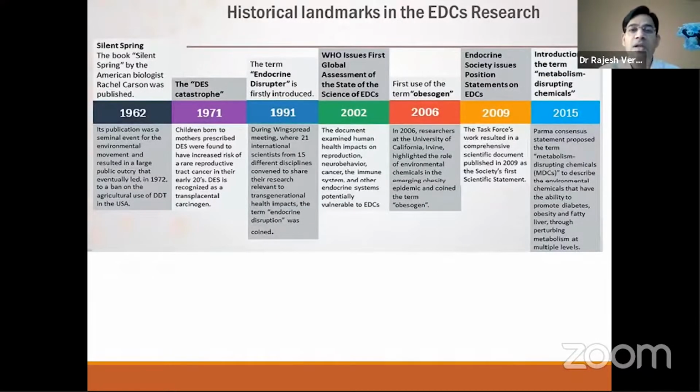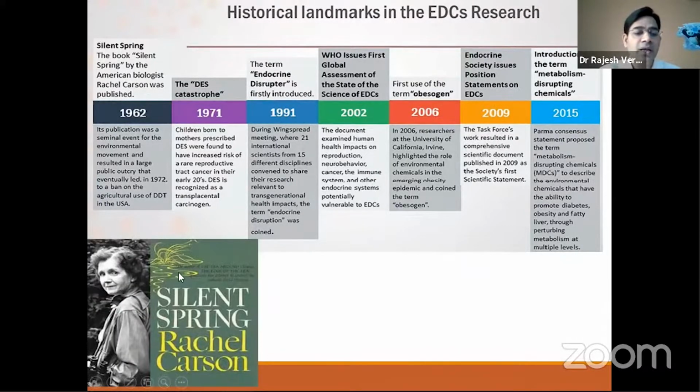So what are the different historical landmarks in the evolution of EDC research? In 1962, a book was published by Rachel Carson known as Silent Spring. The book was about DDT and exposure to the environment, and many thousands of birds were dying from the exposure to DDT. Rachel Carson compiled all the information related to that and published Silent Spring. It was this publication which led to a worldwide outcry and a ban on DDT use in the USA in 1972. However, DDT is still used in some parts of the world, including India.